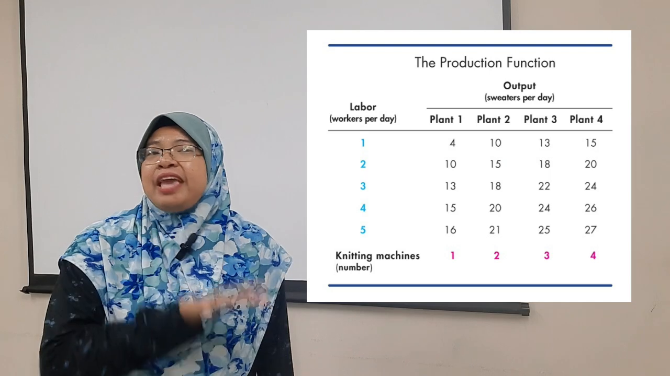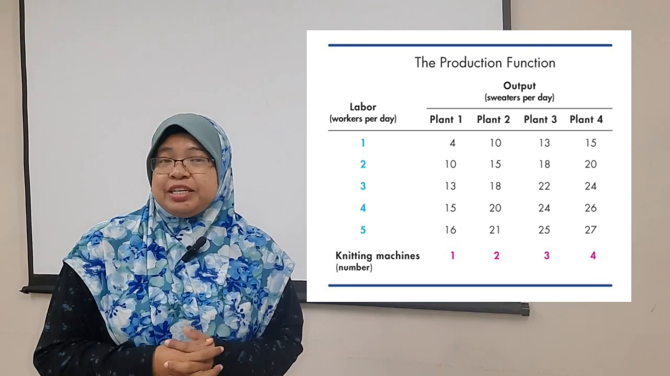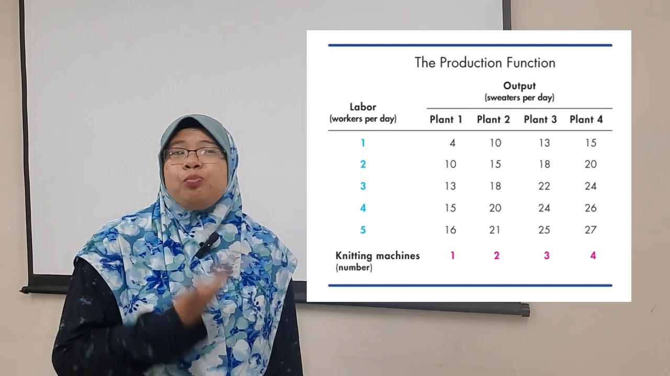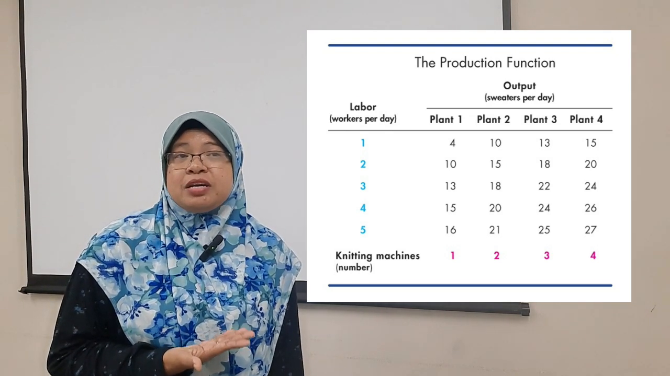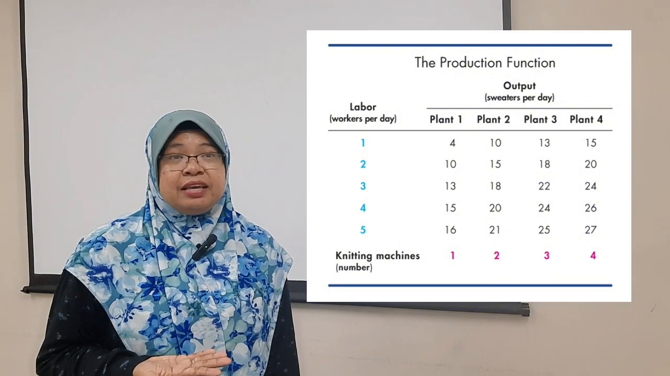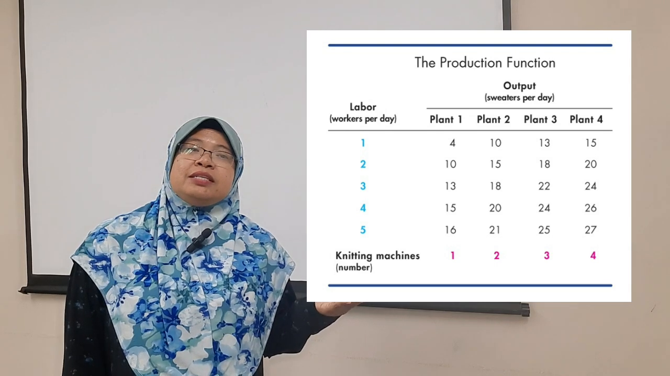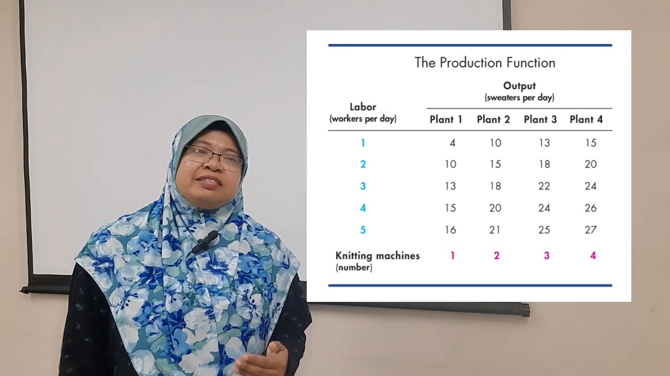The firm's production function is the relationship between the maximum output attainable and the quantities of both capital and labor. Okay, now we look at this schedule. The table schedule shows a firm's production function. As the size of the plant increases, the output that a given quantity of labor can produce increases. But for each plant, as the quantity of labor increases, diminishing returns occur.